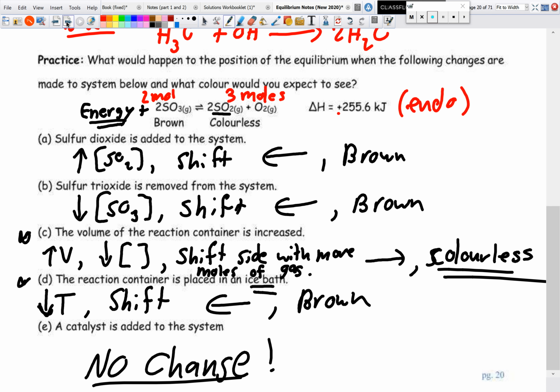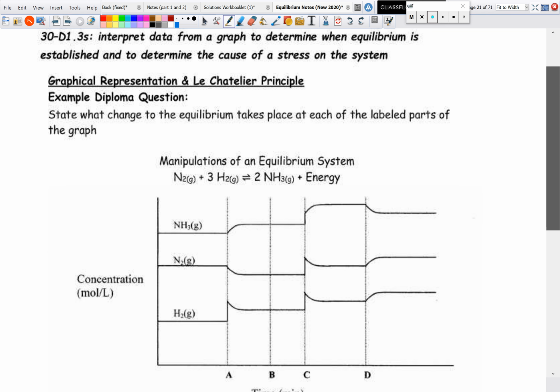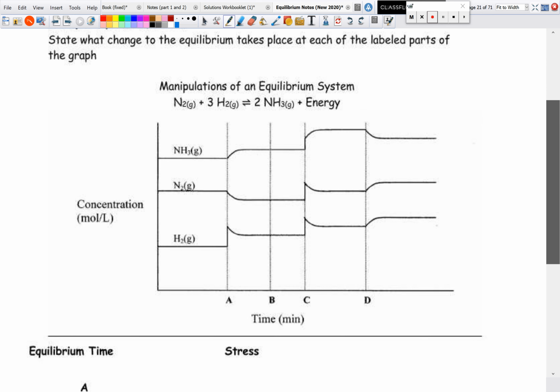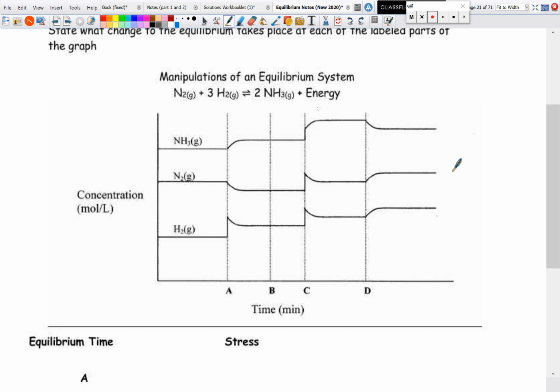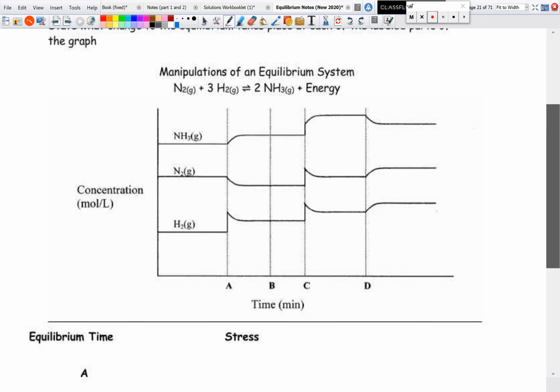Now the last example before we get into the old diploma questions is looking at graphical analysis of Le Chatelier's principles and just showing you what they actually mean. So you have our graph right here. We have concentration and time. We have different stresses at A, B, C, and D. So we're just trying to figure out what they actually mean.